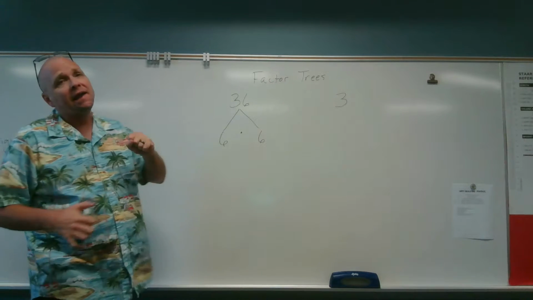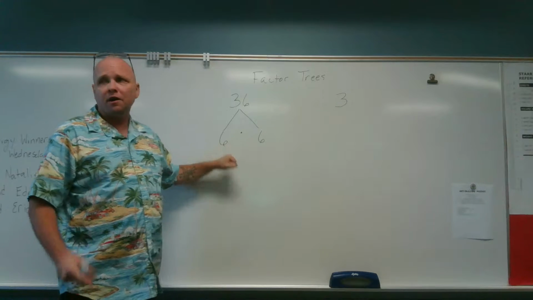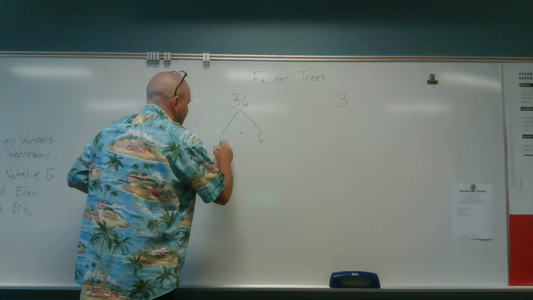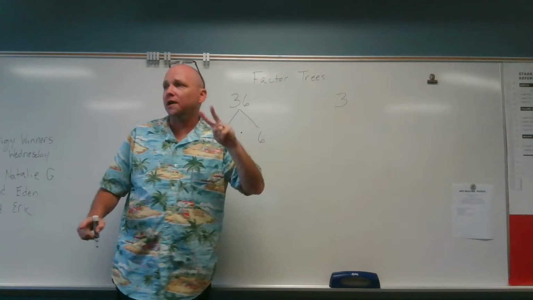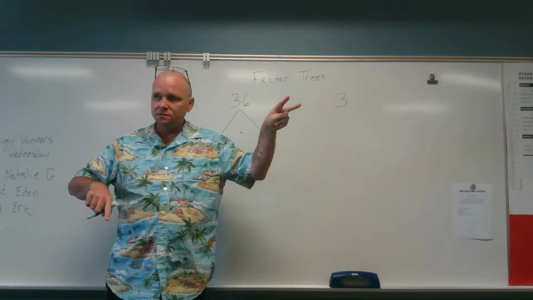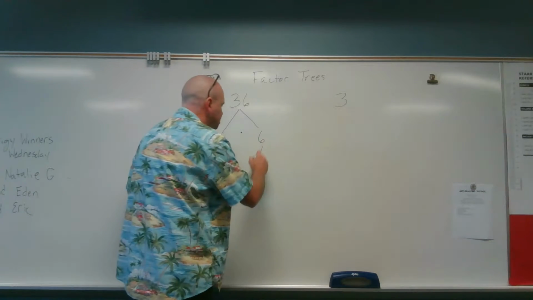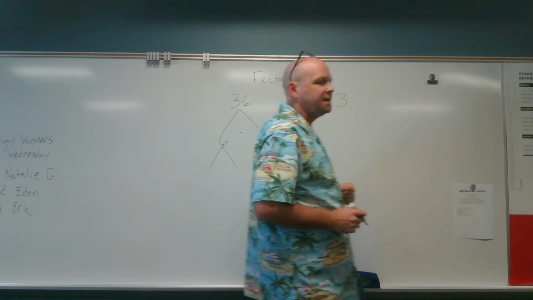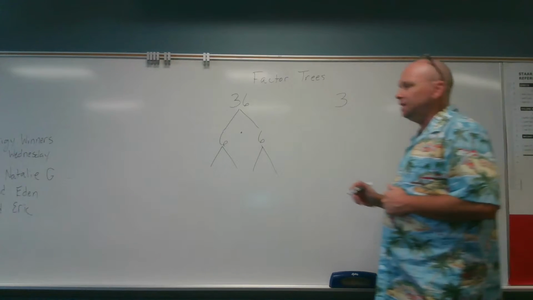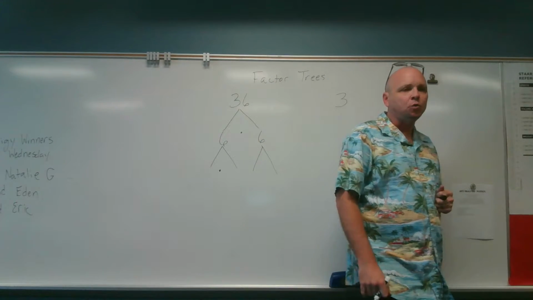So now, class, is 6 prime? No. It has more than 1 and 6 as a factor. Once you get to only 1 and the number, that makes it prime, which is also going to help you on one of your stations. All right, since we've decided that 6 is a composite number, then we need to find factors that multiply together to equal 6.